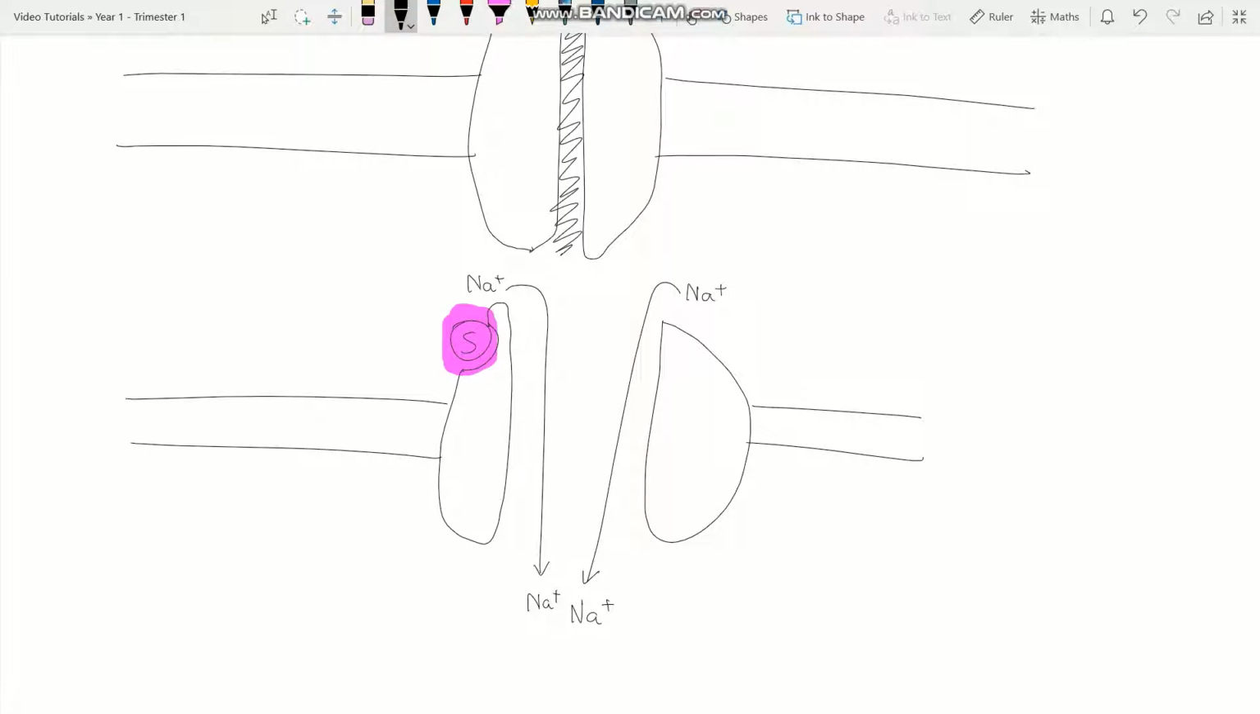And when this neurotransmitter is removed, then the ion channel can return to its original shape and therefore wait for the next neurotransmitter to allow for ions to pass through.